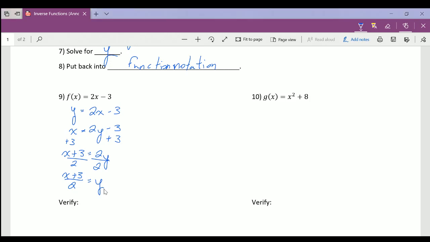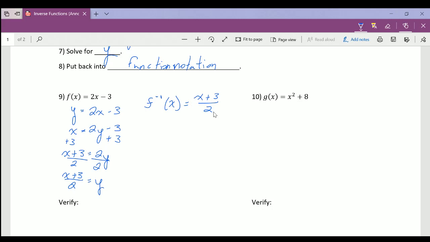And then we'll change it back into function notation. The y goes back to being an f of x, but we're going to put a little -1 looking exponent up here. That indicates that this is the inverse of f. And that's going to be (x plus 3) over 2. In most cases, that's going to be an acceptable final answer.